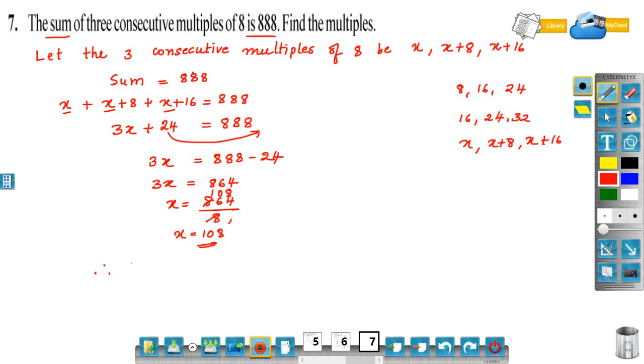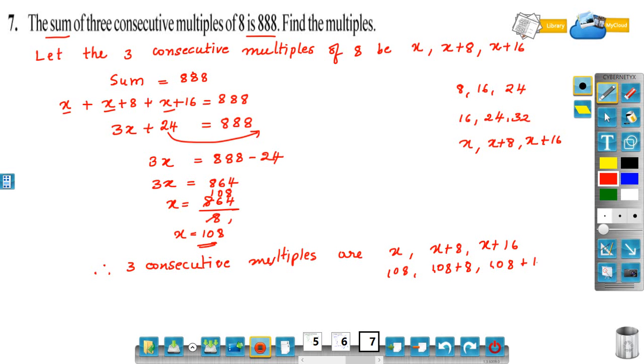Therefore, the three consecutive multiples are x, x plus 8, x plus 16 we have taken. So 108, 108 plus 8, 108 plus 16. That is 108, 116, 124.